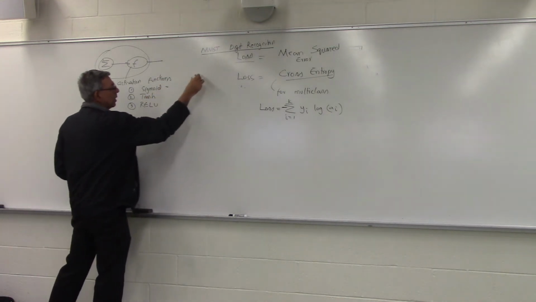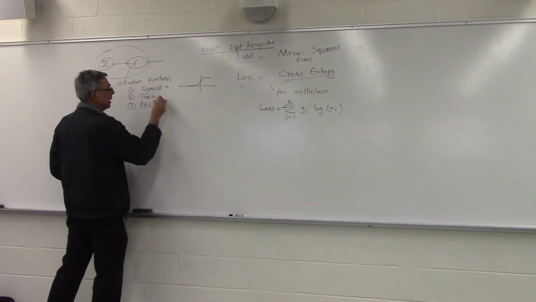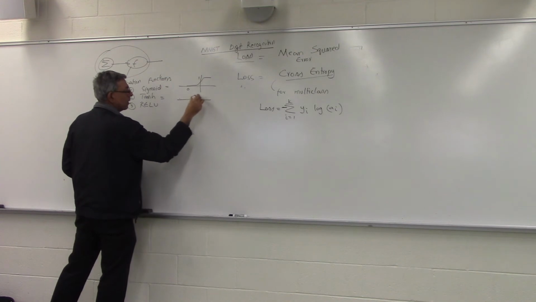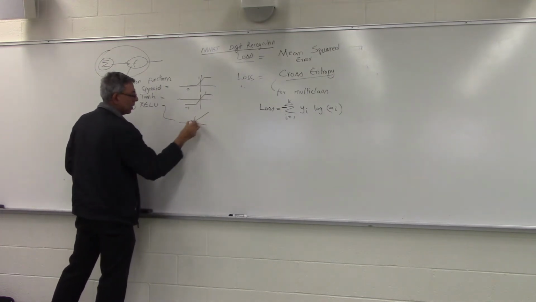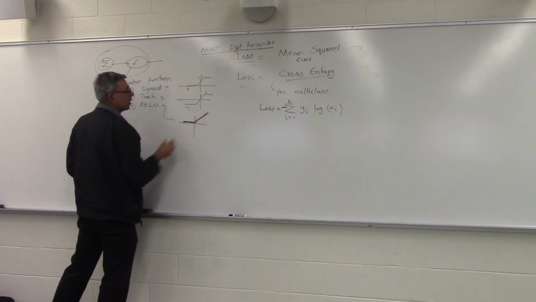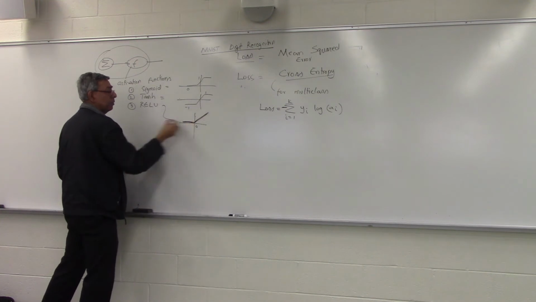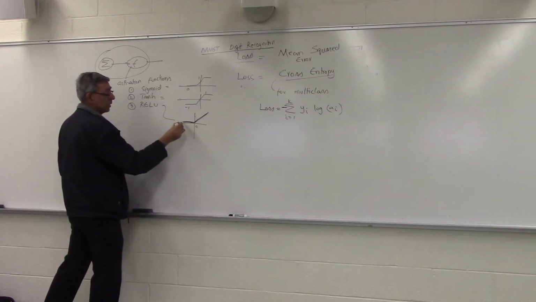Sigmoid, if you recall, looks like this. It goes from 0 to 1. Tan hyperbolic goes from 1 to -1, minus 1 to 1, right? ReLU looks like this. Okay. So above 0, it's linear. For negative inputs, it's 0.